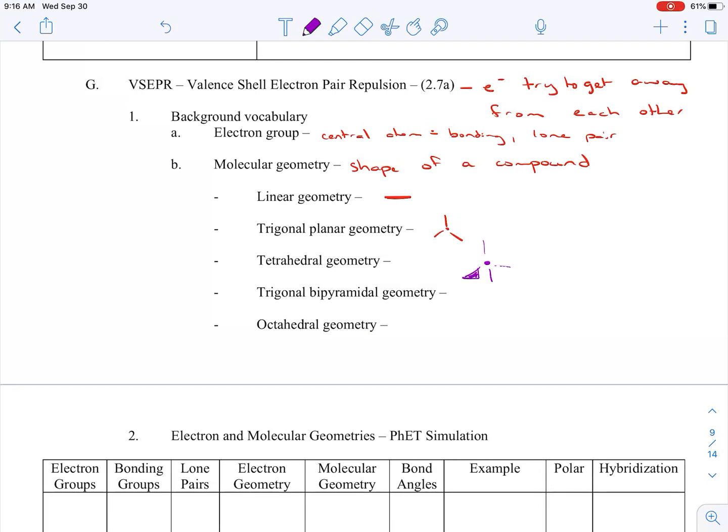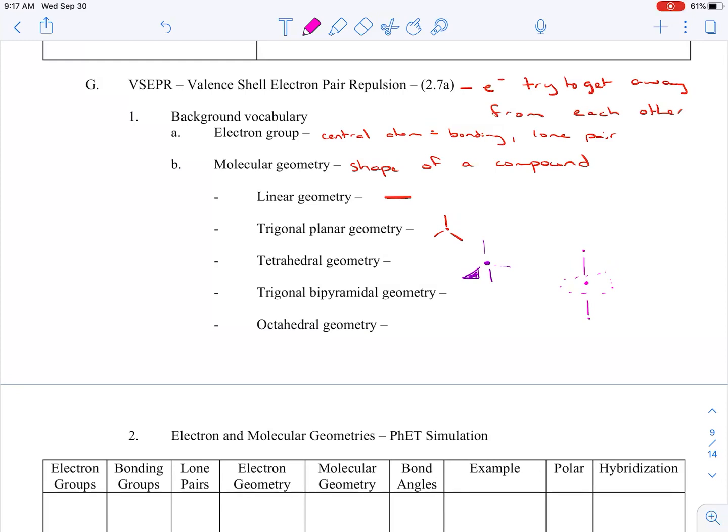Then we have our trigonal bipyramidal. This one has one at the top, one at the bottom, and then three within the plane. They form a triangle within the plane, and then we have those ones above and below the plane. You'll see this in a better representation than what I have.